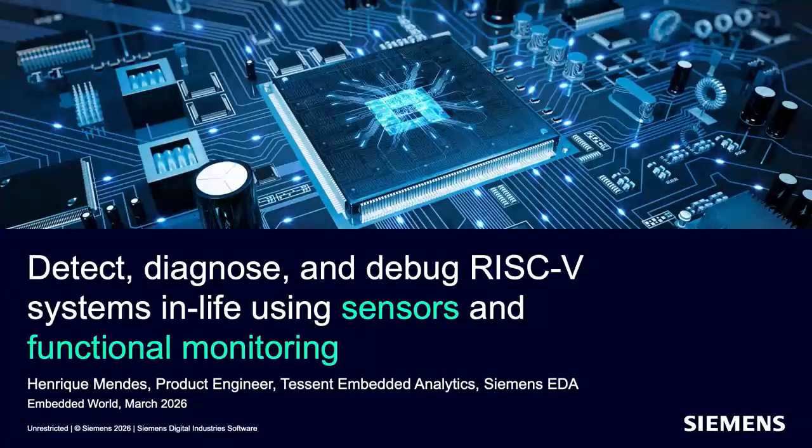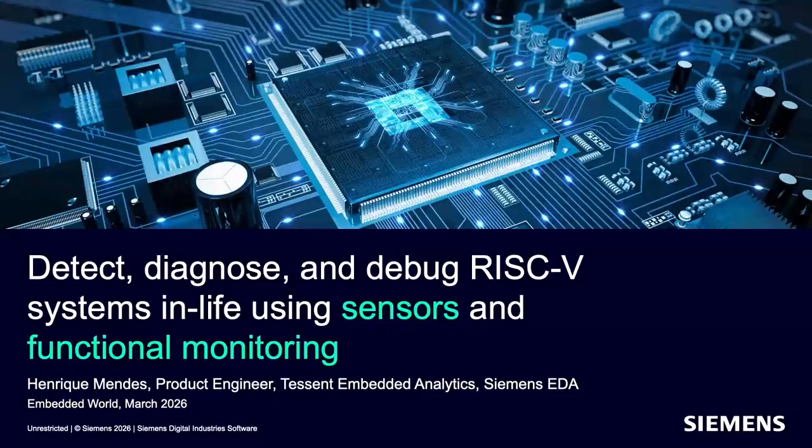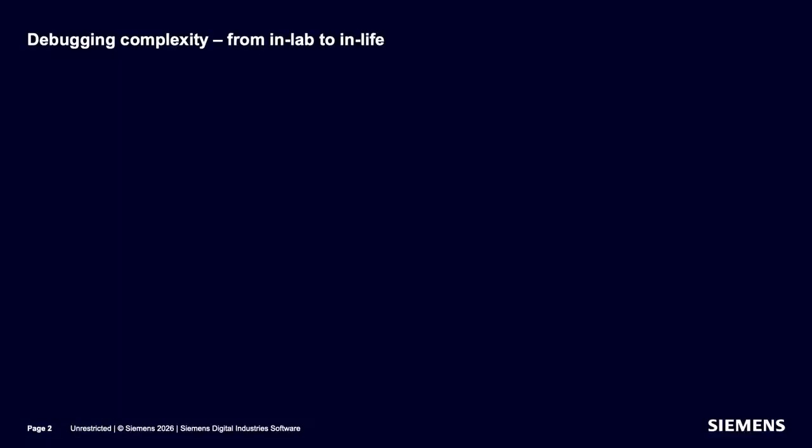Over the past few years, Tessent Embedded Analytics has worked with different companies in providing them debug and trace capabilities for functionally complex systems. In today's presentation, I will demonstrate the concept of using Tessent Embedded Analytics for functional monitoring in concert with sensor information to further debug and detect complicated issues in life.